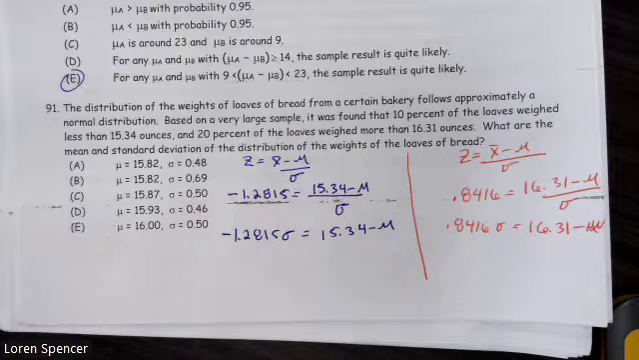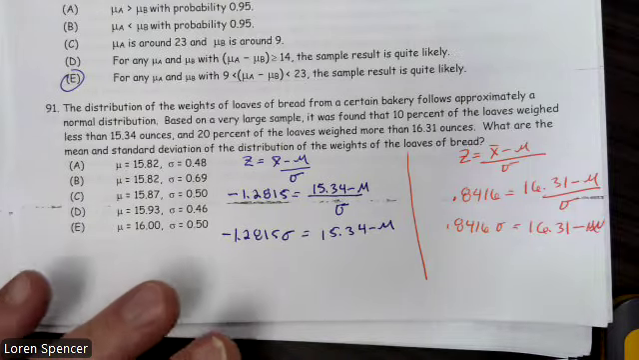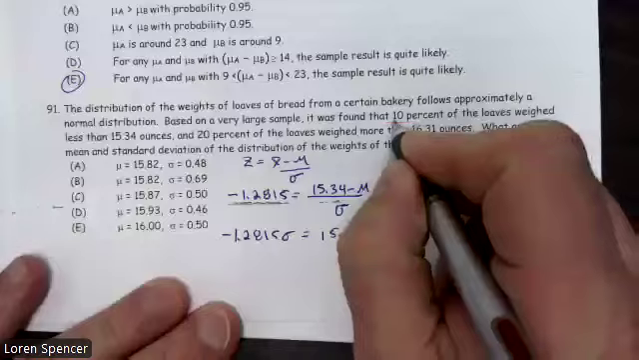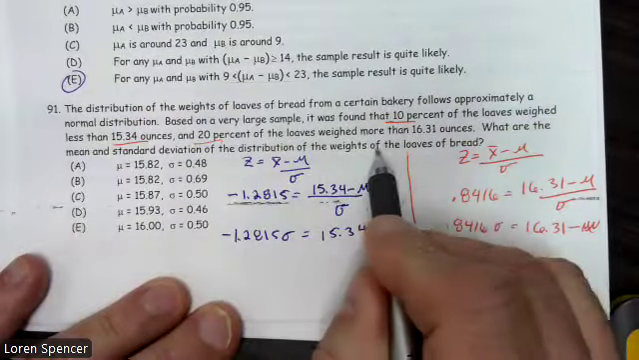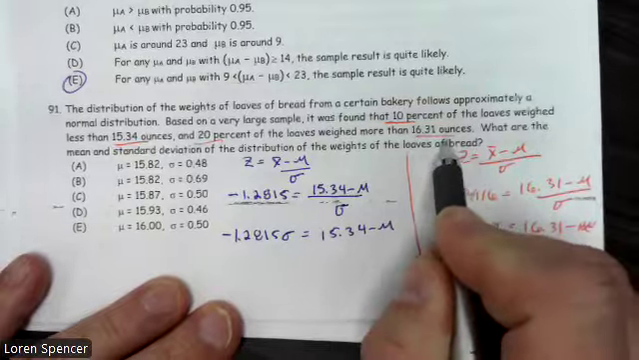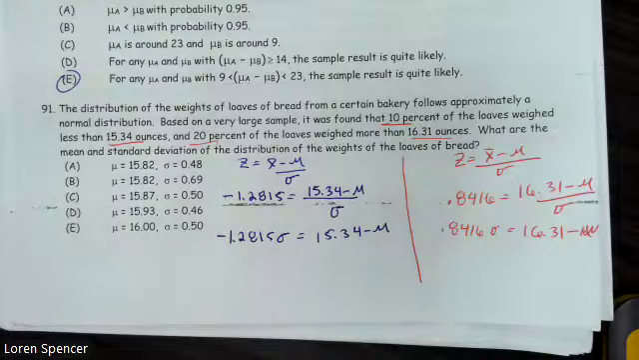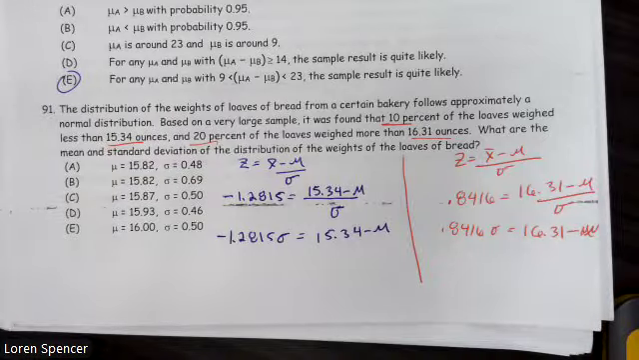So the distribution of weights of loaves of bread for a certain bakery follows a normal distribution. Based on a very large sample, it was found that 10% of the loaves weighed less than 15.34 ounces. And 20% of the loaves weighed more than 16.3 ounces. What are the mean and standard deviation of the distribution of the weights of the loaves of bread?